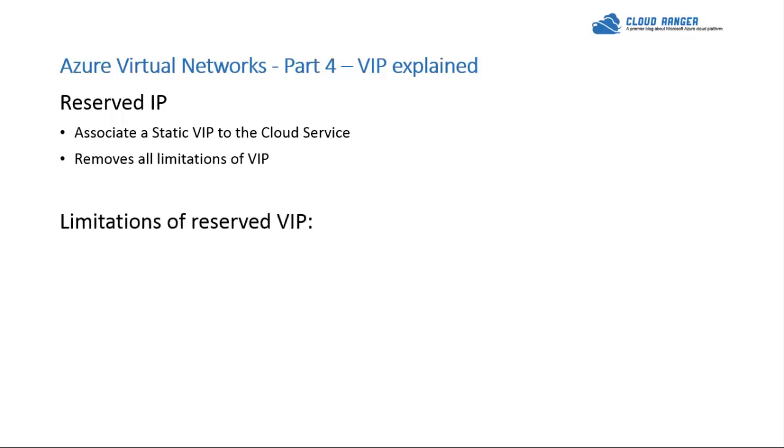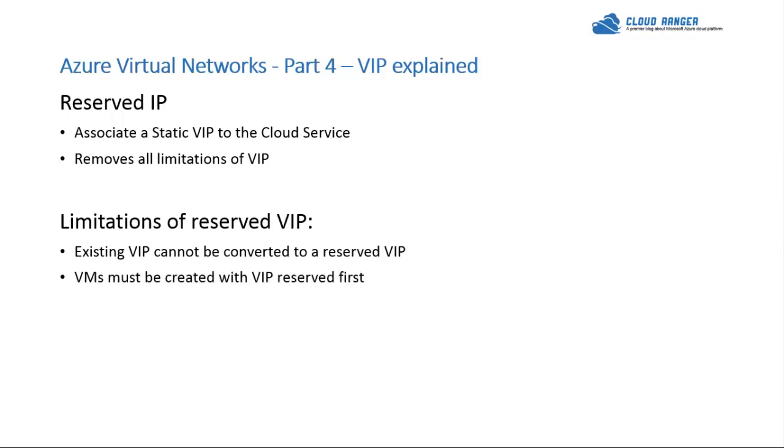But however, it has its own limitations as well. The first issue that it has is that the existing VIP cannot be converted to a reserved VIP. So if you already have a virtual machine that's up and running and there's a VIP associated with it, you will not be able to make that IP address static. And the next one is that the VMs must be created with the VIPs reserved first.